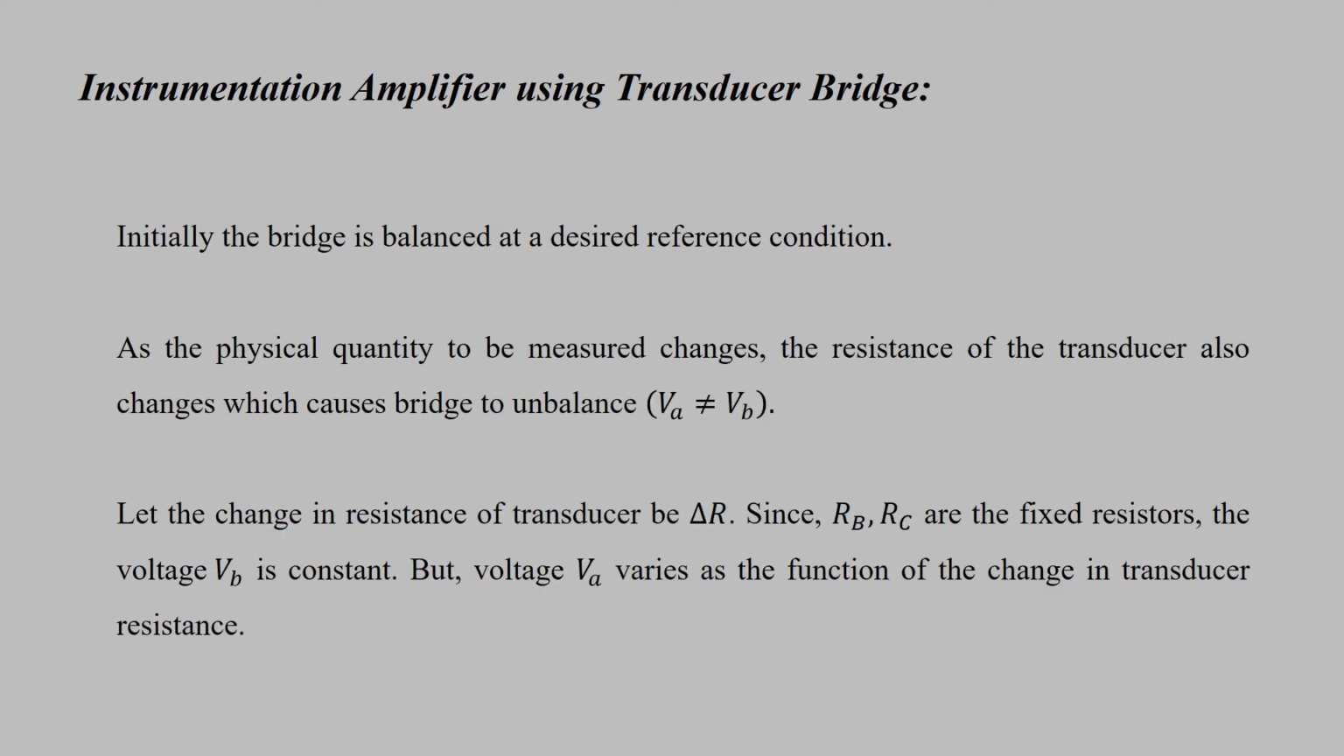Initially, the bridge is balanced at a desired reference condition. As the physical quantity to be measured changes, the resistance of the transducer also changes, which causes the bridge to unbalance. That will make VA not equal to VB. Now let the change in resistance of the transducer be delta R.